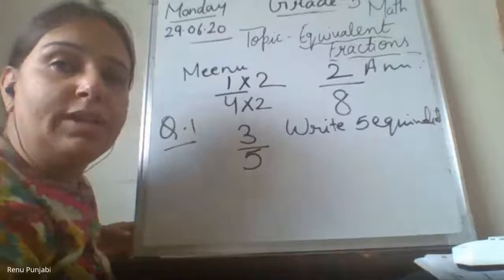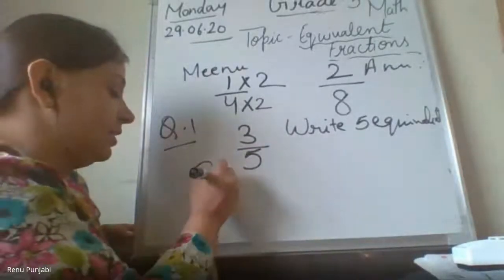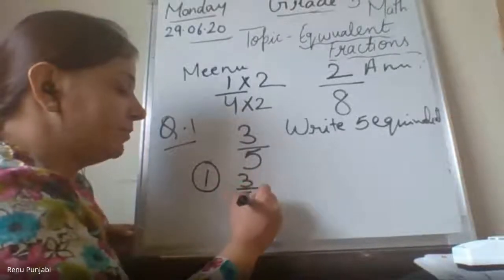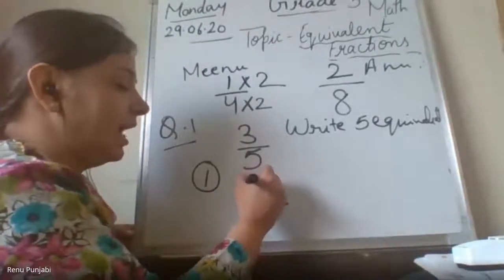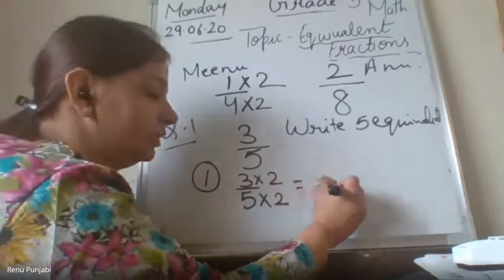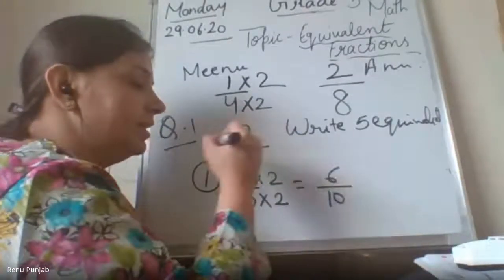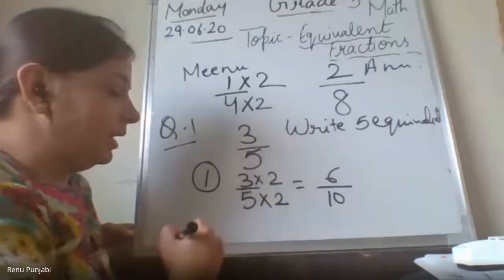Now, how will we write? First, we have to write the fraction 3 upon 5. We multiply, starting with 2. 3 into 2 is 6. 5 into 2 is 10. This is your first equivalent fraction.